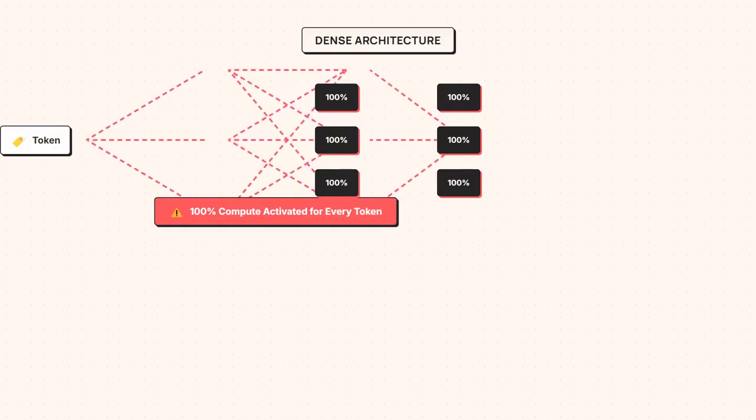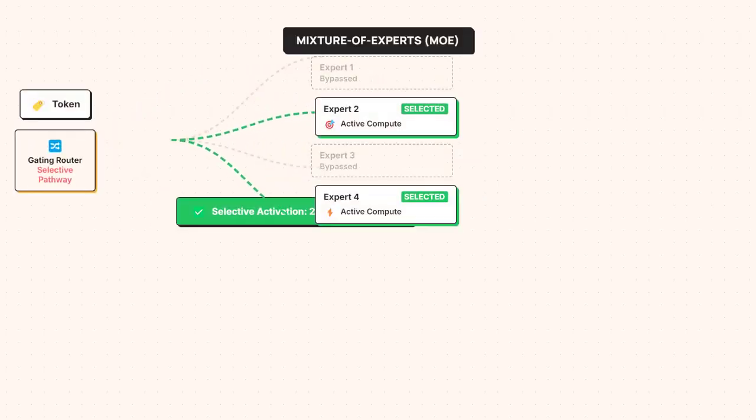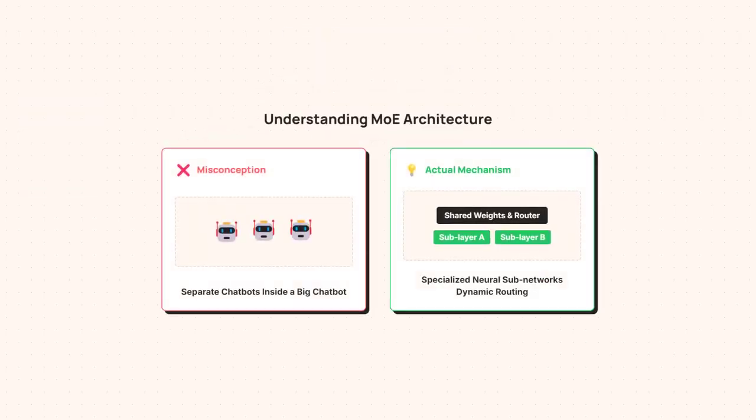A dense model treats every token as if it deserves access to the entire network. A mixture of experts model says something more selective. This token only needs a few parts of the network right now. Let's identify those parts and use them. Closing. So, mixture of experts is not a collection of little chatbots inside a larger chatbot. It is one neural network with many possible processing pathways.